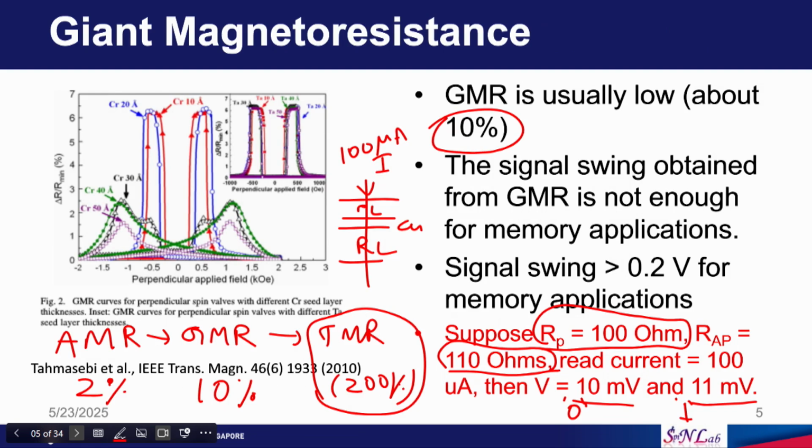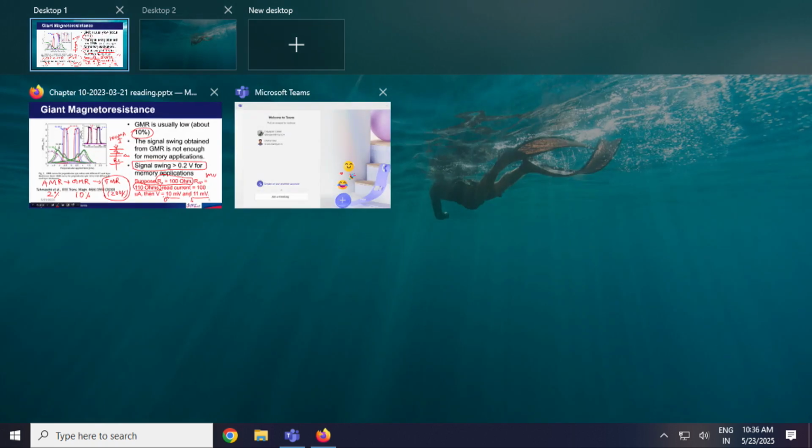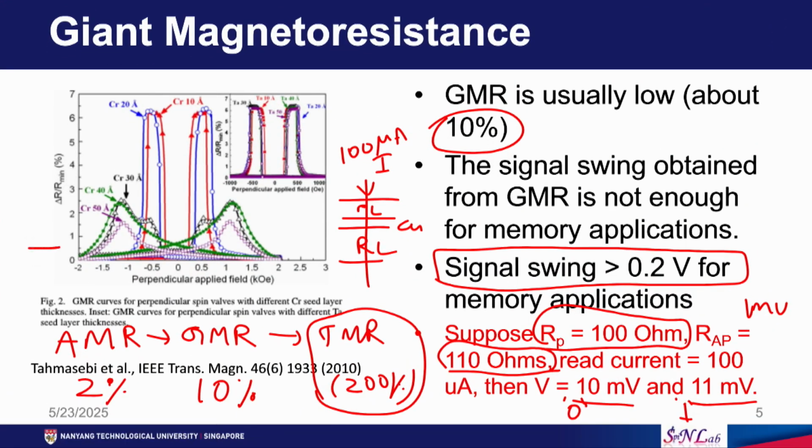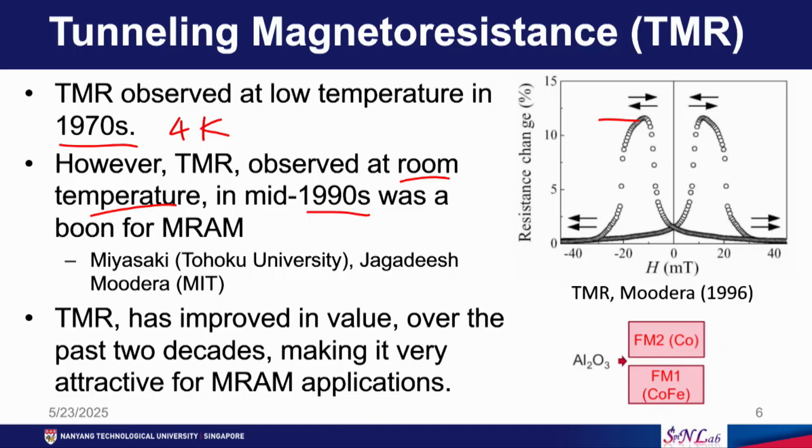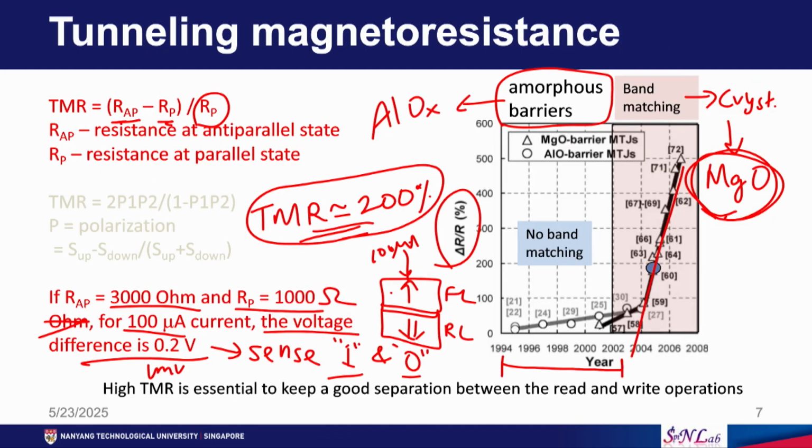Here the difference is only 1 millivolt, which is not enough. We need a signal swing of 0.2 volt. Signal swing means the low resistance state gives a certain voltage, and the high resistance state gives a certain voltage. This difference in the voltage has to be at least 0.2 volt. That is possible with magnesium oxide.